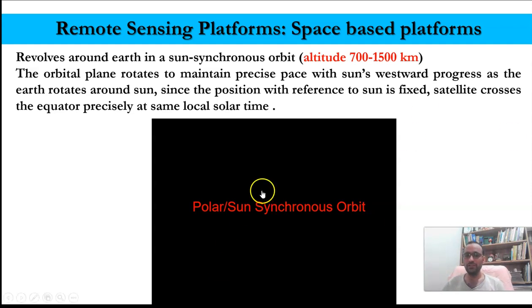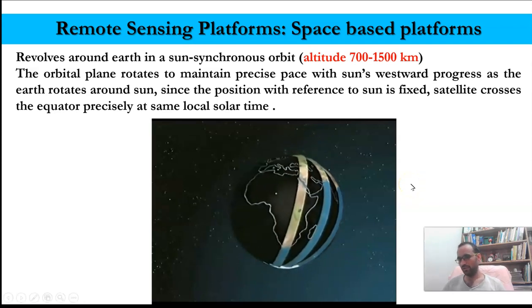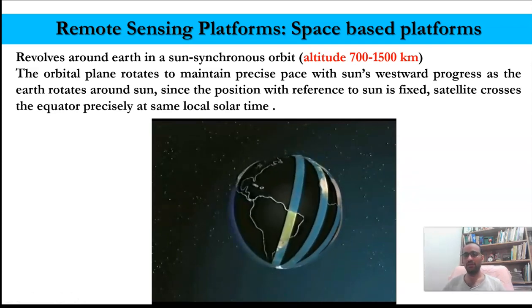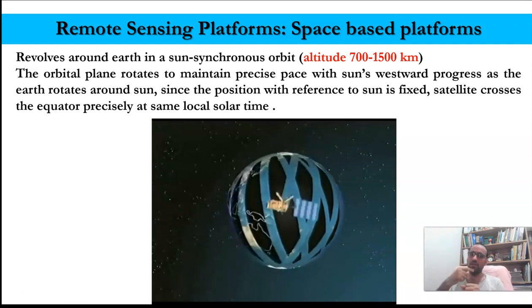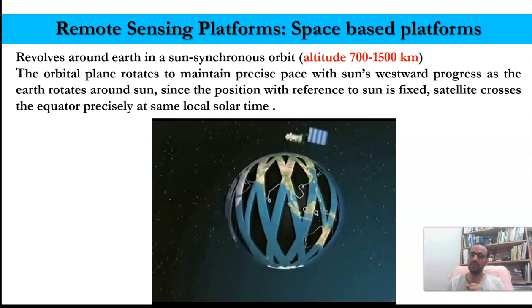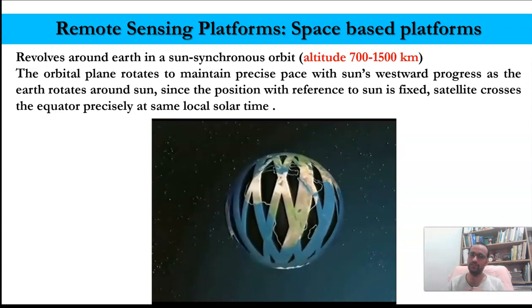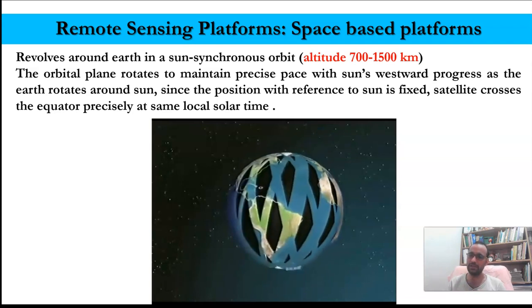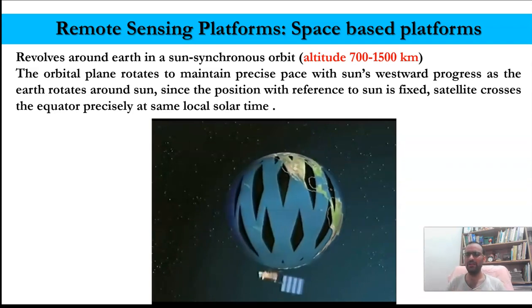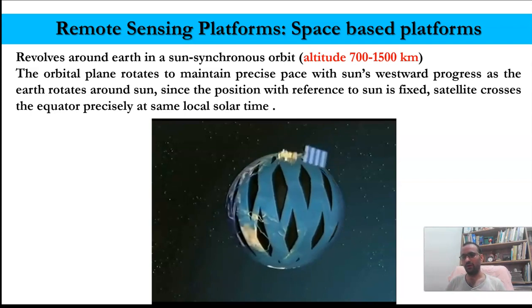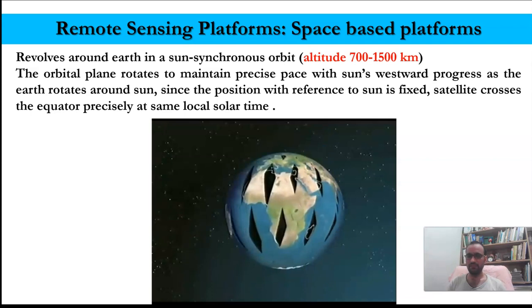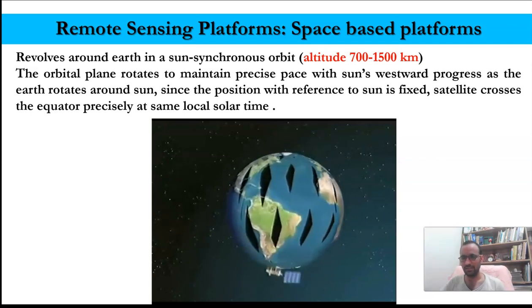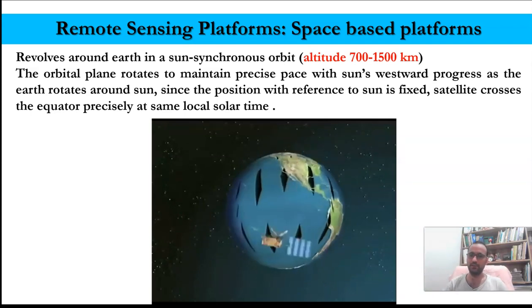Here you can see the animation of the polar synchronous satellite. We call it polar synchronous and also sun synchronous, because it comes from north to south, pole to pole, and you can see how it covers the whole Earth. That's how this satellite covers everything, and it can repeat. Different satellites have different repeatability. It comes to the same point or area sometimes in 16 days, and differs based on the satellite. This is the beautiful animation.